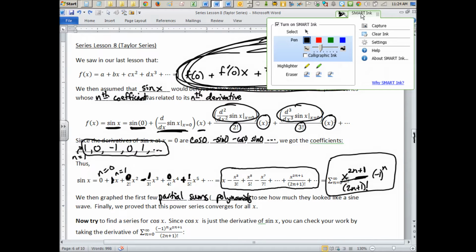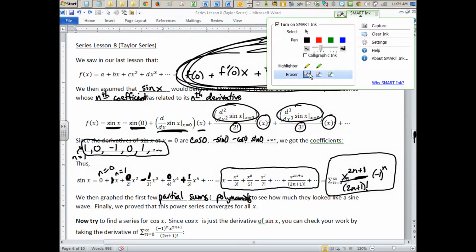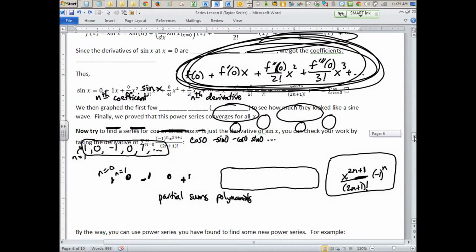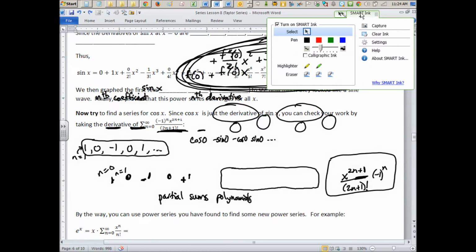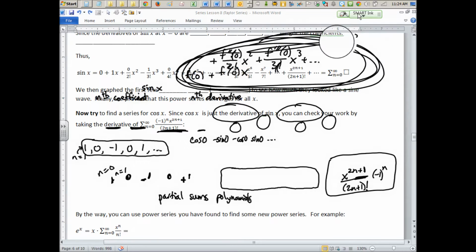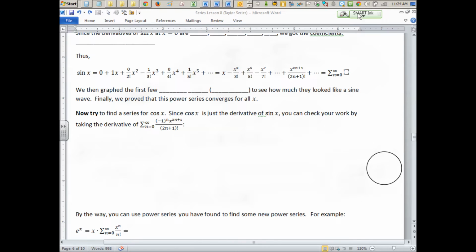Let's see here. Eraser. Eraser's not working. I need erasers. There it goes. I need to erase all this garbage, not move it around. There it goes. Nice. Okay.